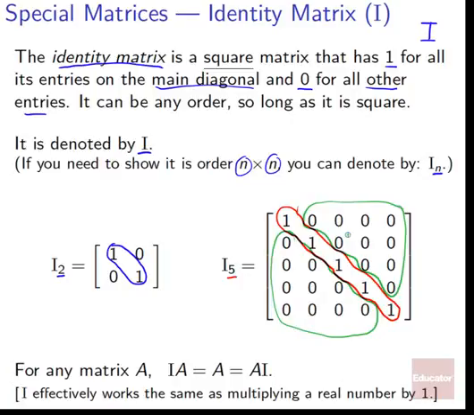So the identity matrix effectively works the same as multiplying a real number by one, right? 5 times 1 just comes out to be 5. Negative 20 billion times 1 just comes out to be negative 20 billion. The identity matrix works the same way. I times A just comes out to be A. I times C just comes out to be C. So whatever matrix we've got, we multiply it by the identity matrix. It's the multiplicative identity. It just leaves it as it normally was. It leaves its identity alone. It leaves it the same.